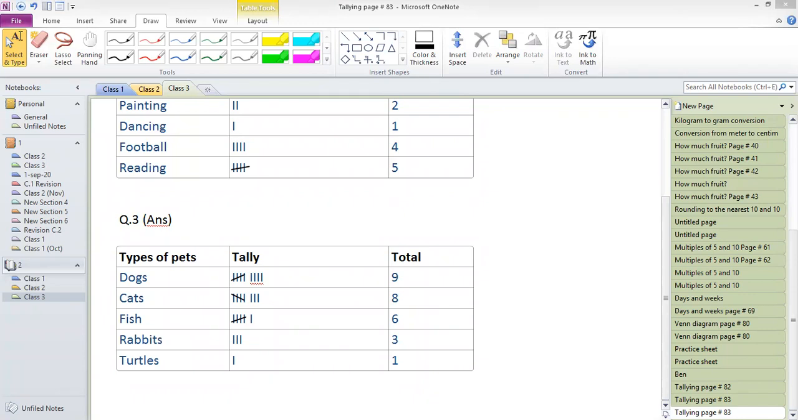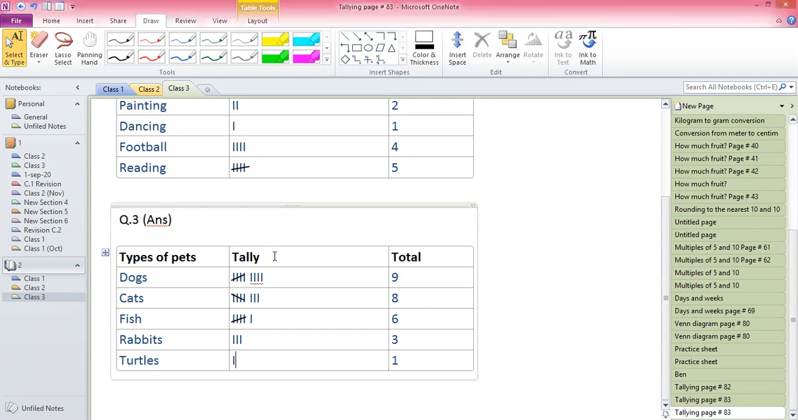Before leaving the class, I would like to tell you one more thing, guys. Here tally is representing number of children, so you can write in the bracket that these are number of children. 9 children are having dogs, 8 children are having cats, 6 children are having fish, 3 children are having rabbit, and 1 child is having turtle. Clear?